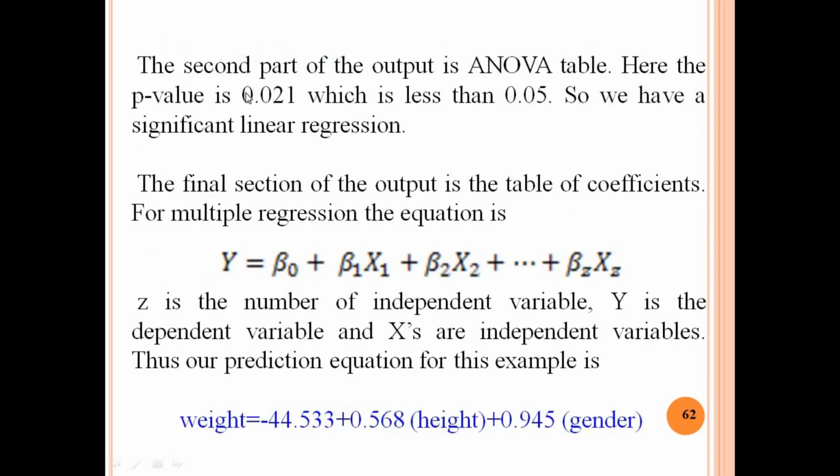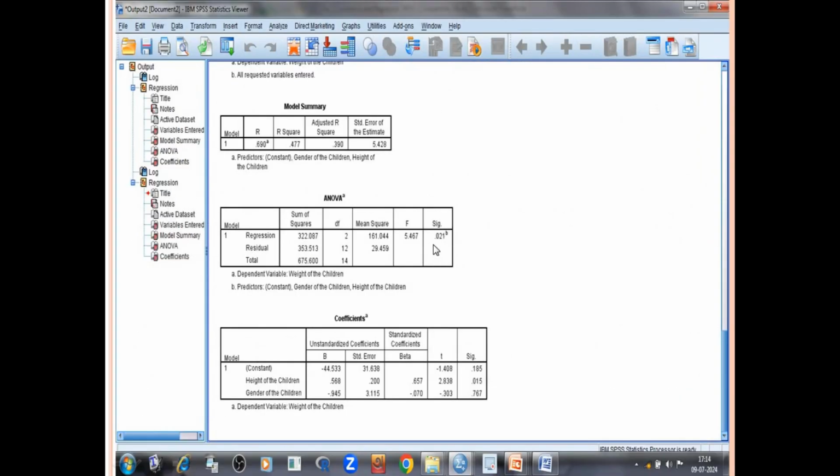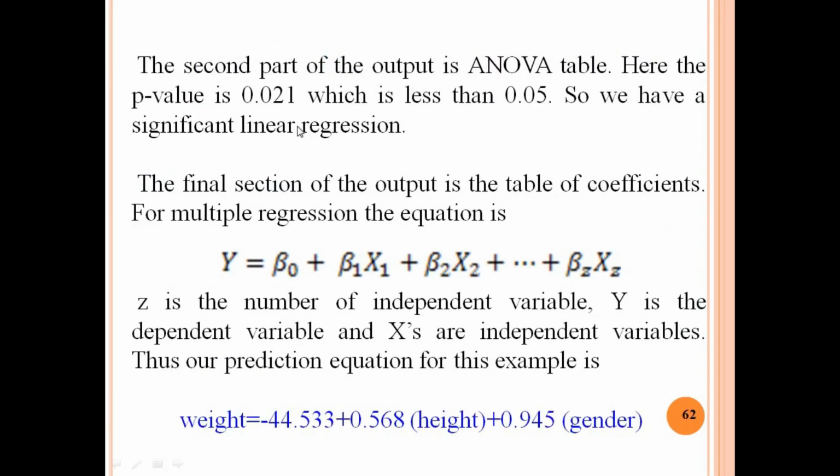And the second part of the output is our ANOVA table. From the ANOVA table, our p-value is 0.021, which is also less than 0.05. So here also we have a significant linear regression. The final section of the output is the table of our coefficients, and for multiple regression, what is the equation?